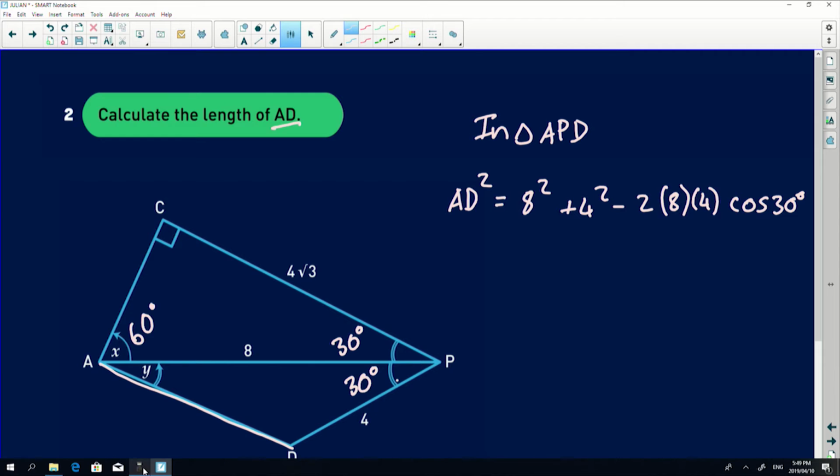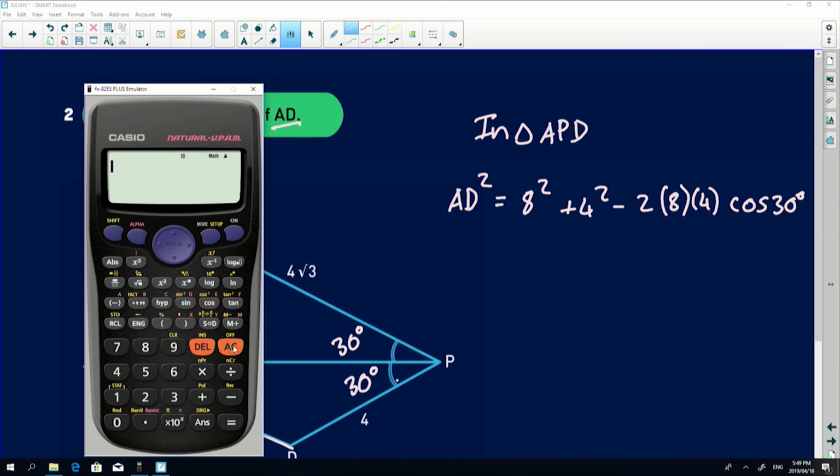Okay guys, so if we just take out our calculator for this, we can say that 8 squared plus 4 squared minus 2 multiplied by 8 multiplied by 4 and multiplied by cos of 30 degrees.